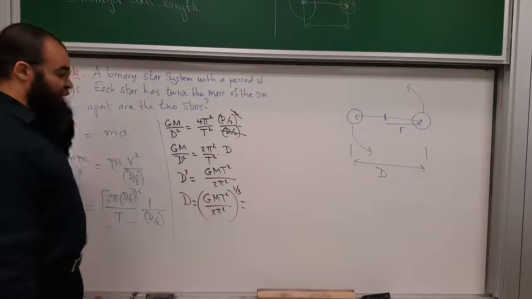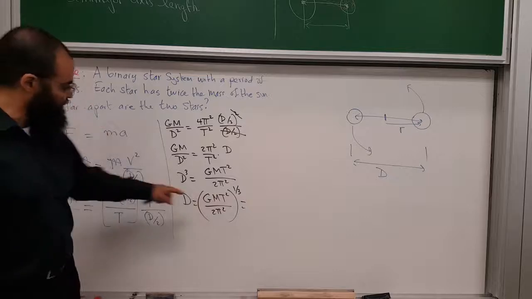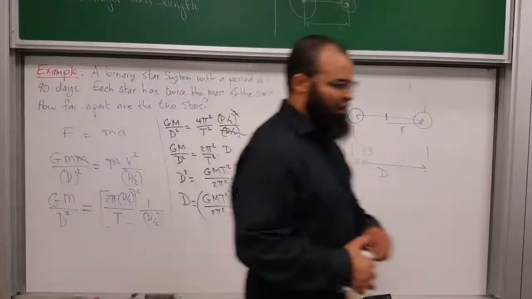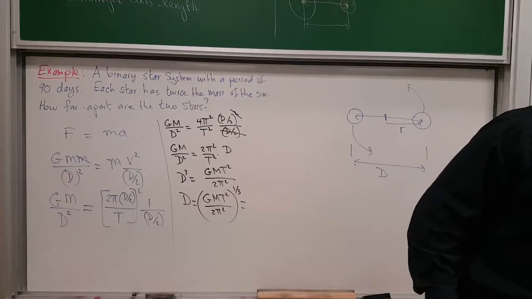The period should be in seconds. So you have 90 days, change that to seconds. Make sure you square it. Divide by 2 pi squared and solve for D. I will quote you the answer.